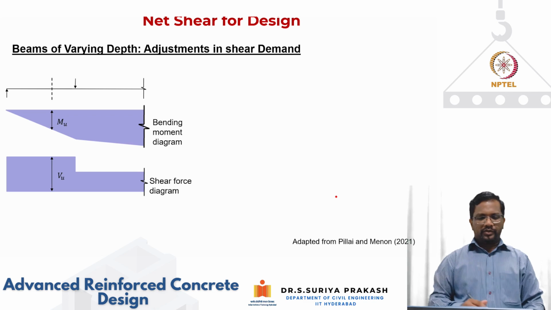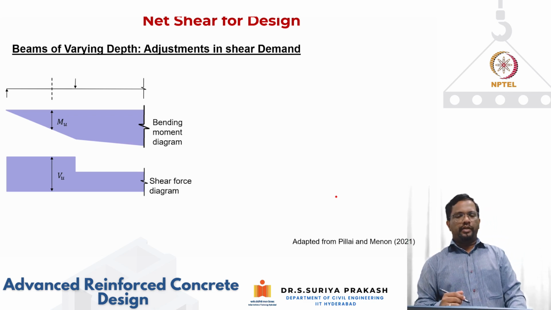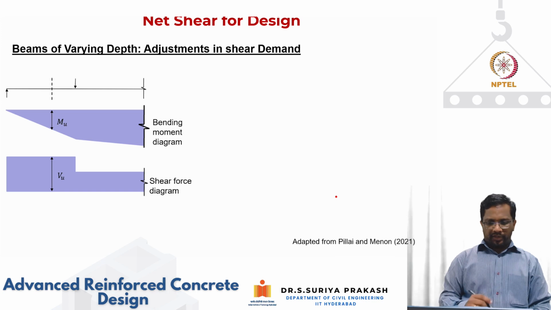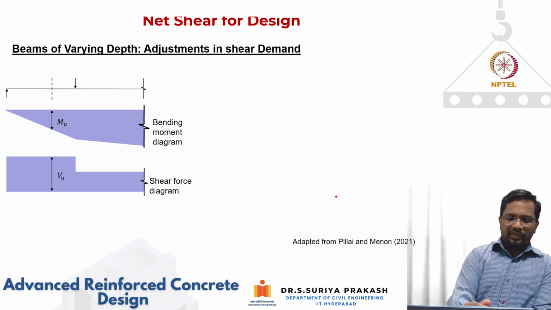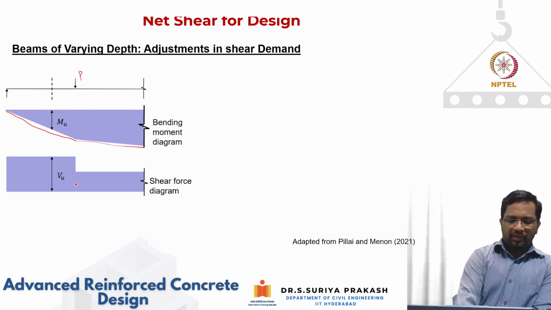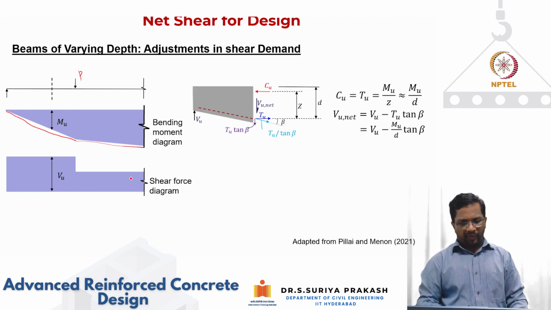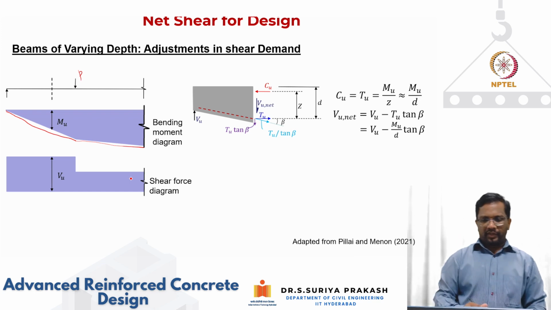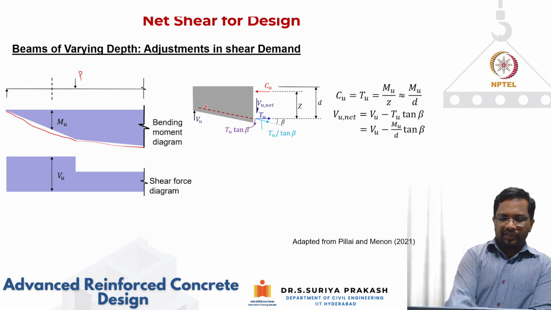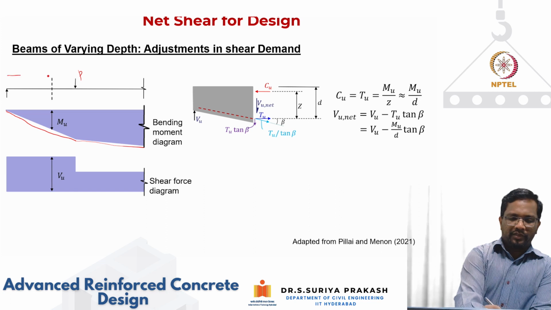Now let us see how to adjust the shear demand. For example, in this case, let's say I'm taking a beam where the bending moment is going like this, and then it is going like this. And the shear force diagram is also like this because some load is coming here, so it is going to come down. Okay, the shear force diagram is this. Now you see here, if I take the first case, I am considering the depth is increasing. If I'm taking a section here at a distance of x, my bending moment is Mu and shear is Vu.